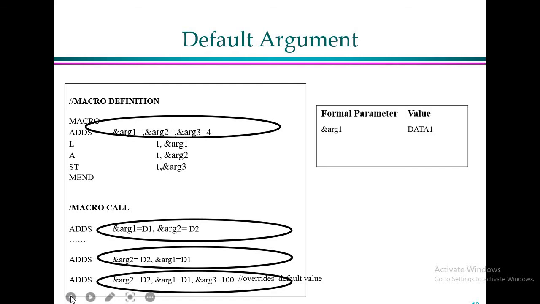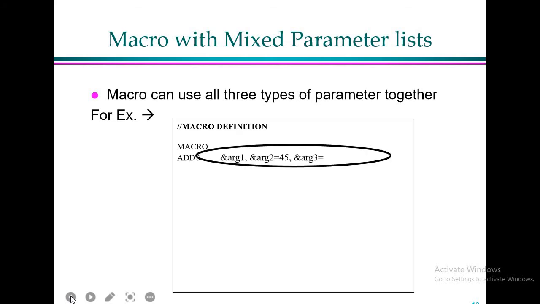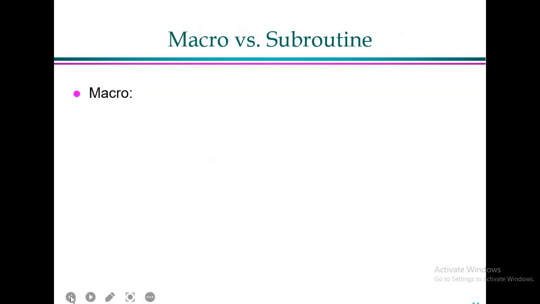Now see, what are the formal parameters that are present in the given example and what is the value. Argument 1 is data 1, argument 2 is data 2, argument 3 is data 3. And now this is an example of a macro with mixed parameter list.